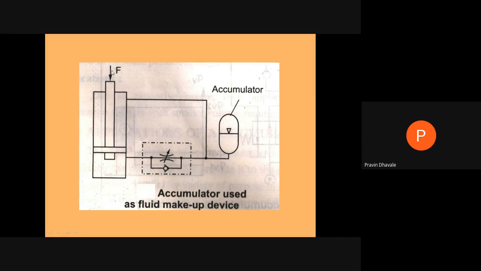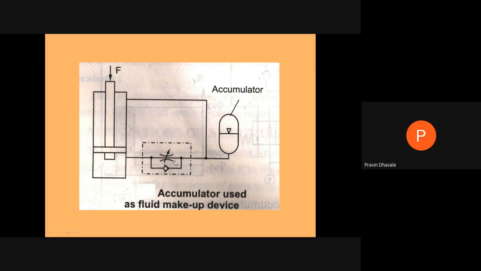When this force is released, what happens? This reverse flow of the fluid will take place. At that time, 10 meter cube of fluid will be coming from this side. It will occupy this space. Again, to fill up the required 5 meter cube of volume, it will be taken from the accumulator. So this total 15 meter cube of volume will be occupied. So this is a certain case of example of the accumulator used as a fluid makeup device.